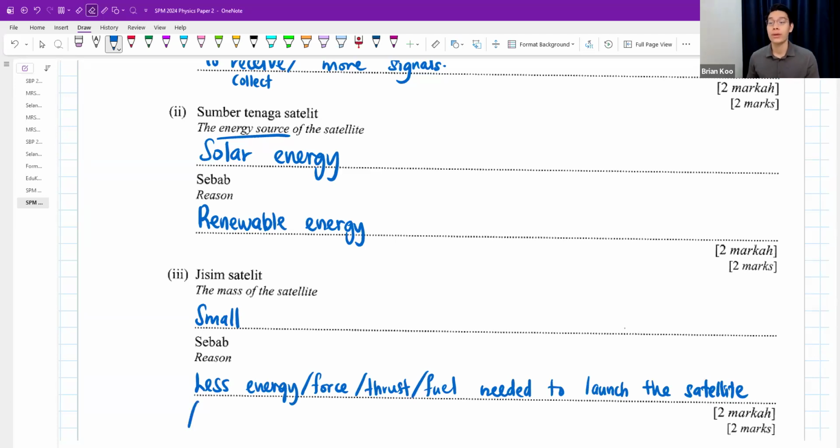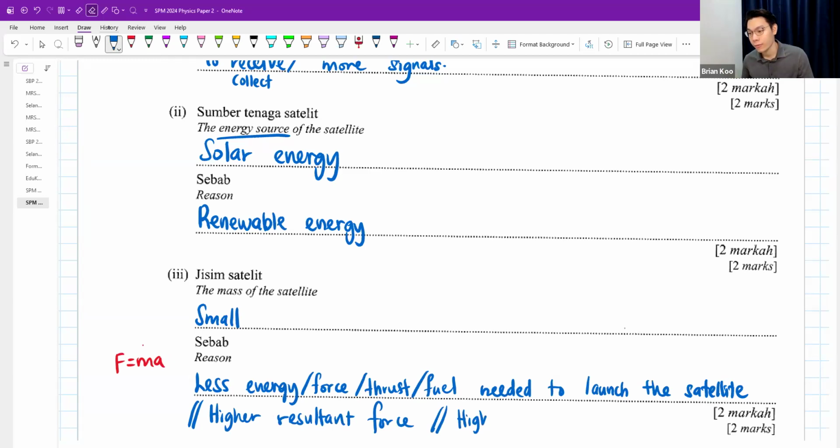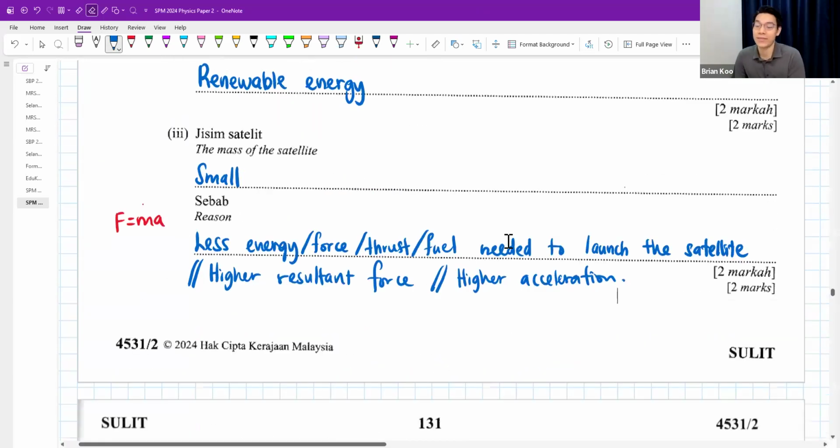And because it is lighter, you can also relate it using F equals ma. If something is lighter, then you are going to get more resultant force. Let's say you are pushing it with the same force, but because it's lighter, you have a higher resultant force, can. Higher forward acceleration also can. That is also accepted. Okay, can.